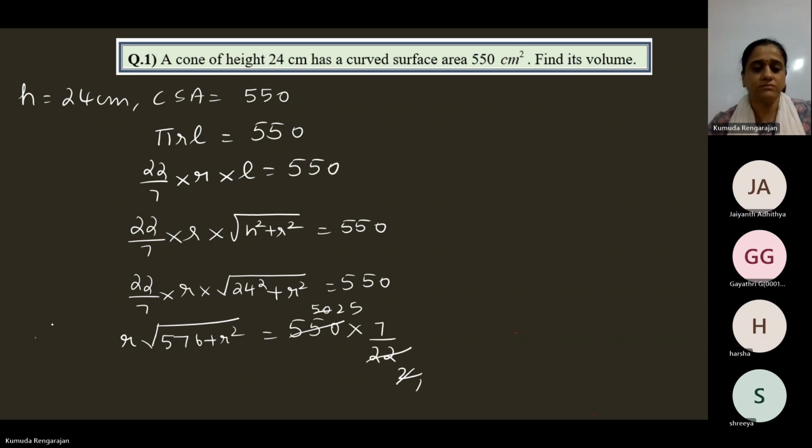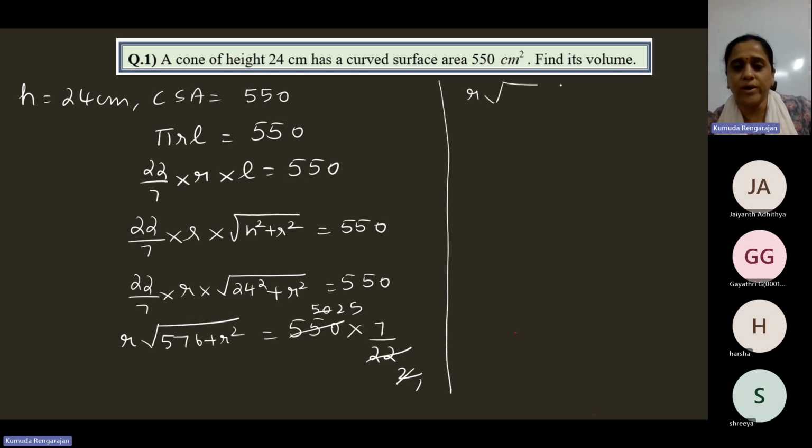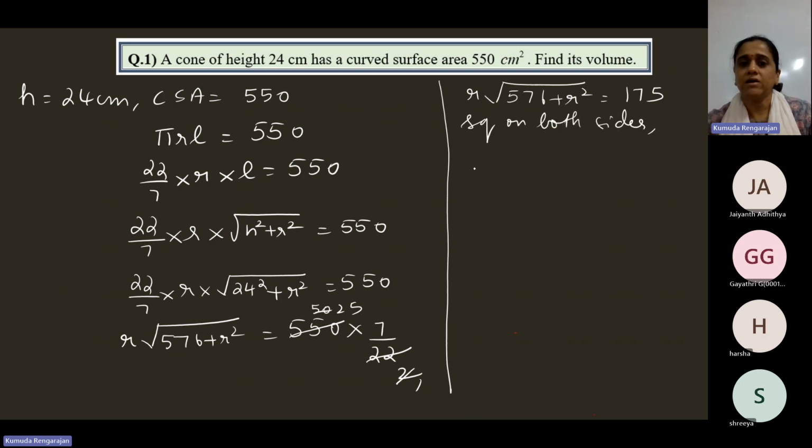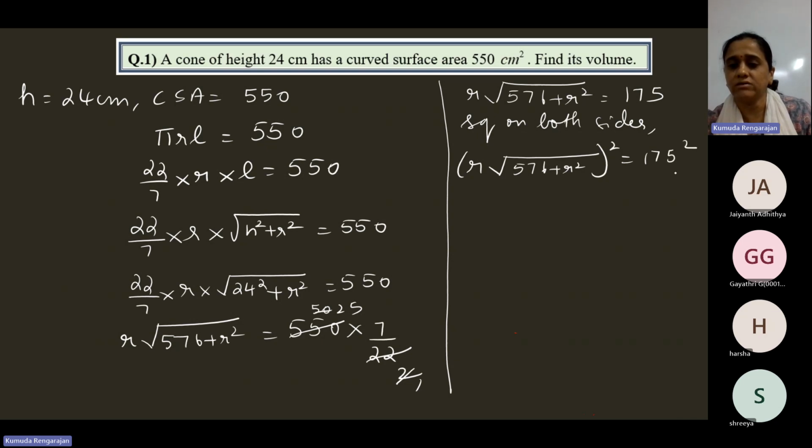Now we have R into square root of 576 plus R square is equal to, what's 25 into 7? 175. Now square on both the sides. We get R into square root of 576 plus R square, the whole square, is equal to 175 square. Correct?